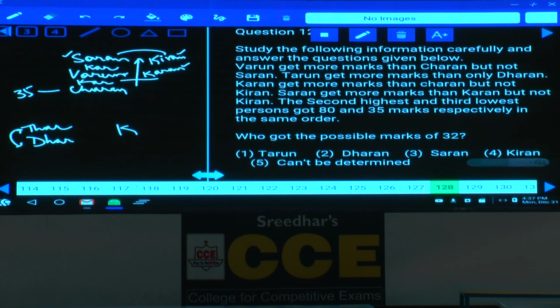Then question number 128. Who got the possible marks of 32? Tell me the person who got the possible. Hence these two persons, and who are those two persons here? Either Tarun or Dharan, isn't it? Hence both these two were given, hence it is cannot be determined.